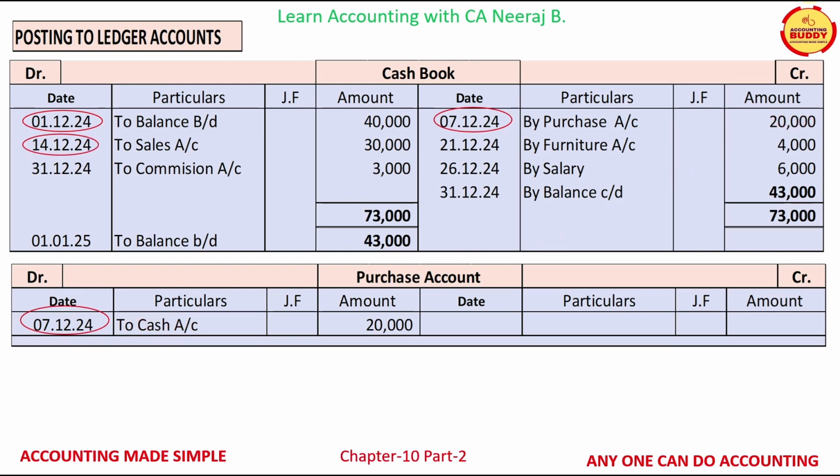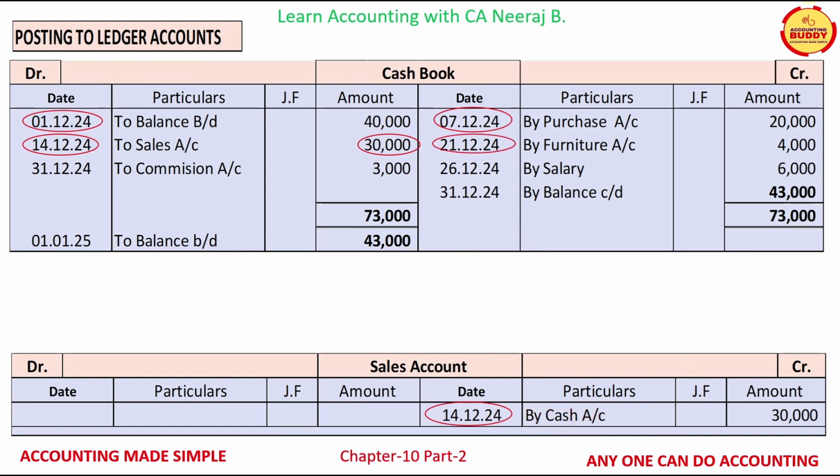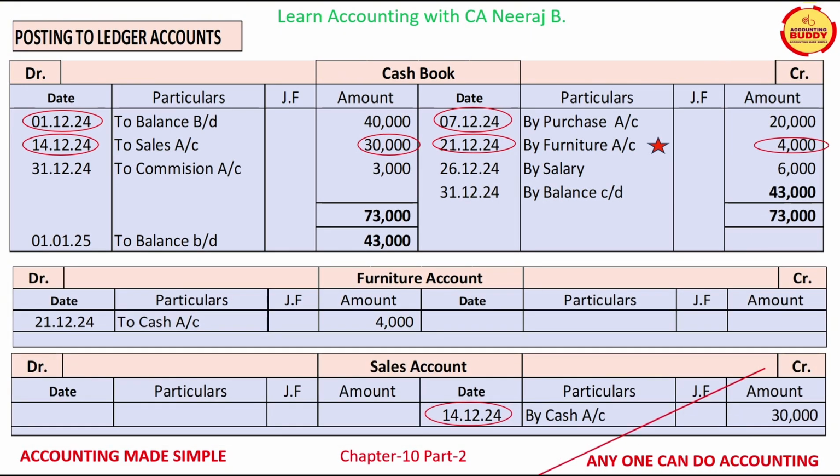On 14th December, business sold goods for $30,000 in cash. This transaction will be posted in the sales account for $30,000 on 14th December by writing the words "by cash account." On 21st December, business purchased furniture worth $4,000. This entry of $4,000 is posted on the debit side of the furniture account on 21st December by writing the words "to cash account."